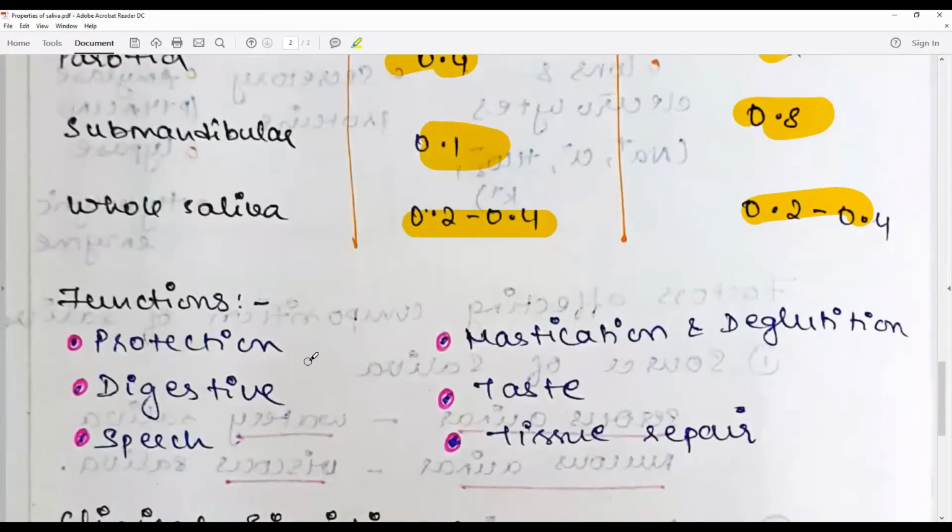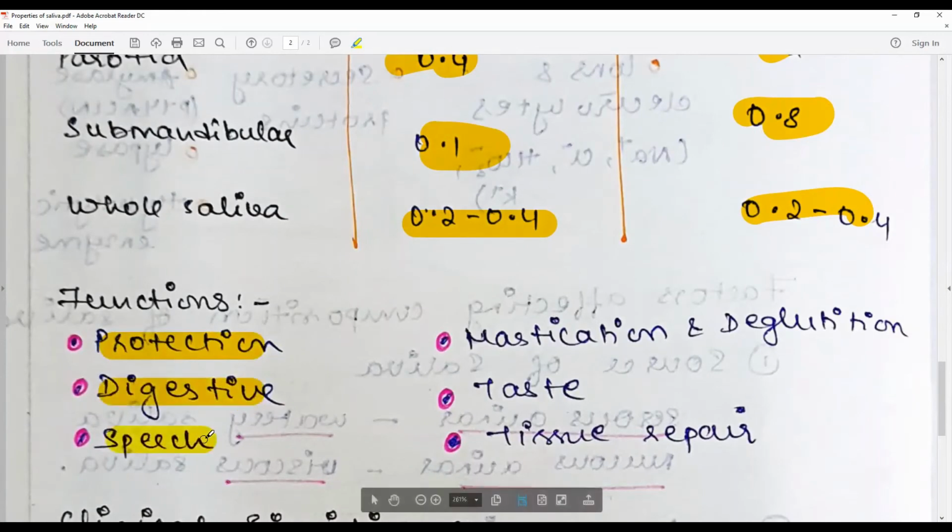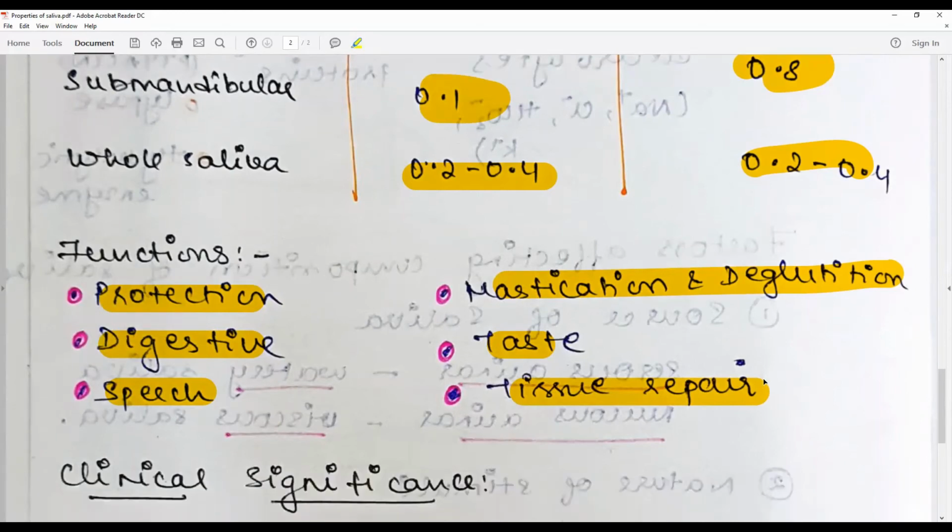The functions are widely varied. They include protection, digestion, speech, mastication, deglutition, taste and tissue repair. For a detailed list of functions, see our video on the functions of saliva.